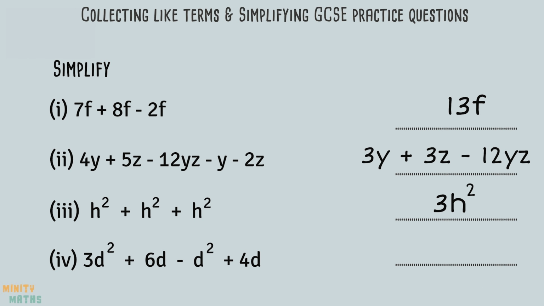Finally, question 4 contains 2 different types of terms: d and d squared. Although both of these contain the variable d, they are not classed as like terms as they have different powers. So we cannot add or subtract a term in d to a term in d squared. To simplify this, we can collect the like terms.